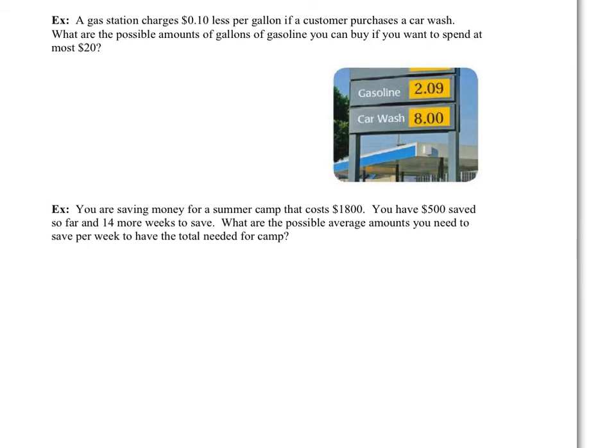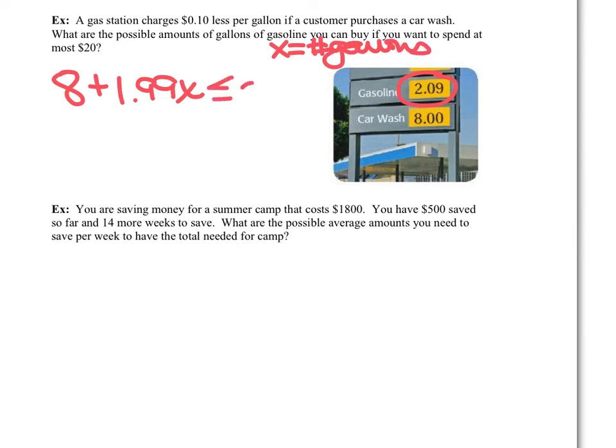So we know that they're going to pay $8 for the car wash, and then that price is going to be increased by whatever they pay for the gas. And it's supposed to be $2.09, but with the car wash it's 10 cents less, so it's $1.99 per gallon. The thing that we don't know, that I should have identified first, is that x is the number of gallons, and we want to spend at most, so less than or equal to $20. So at this point, now that this is set up, you can go ahead and solve that example, and then you can move on to this example as well. Pause the video, press play when you're ready.